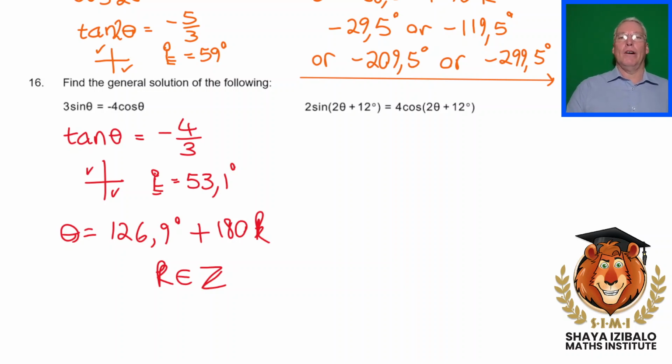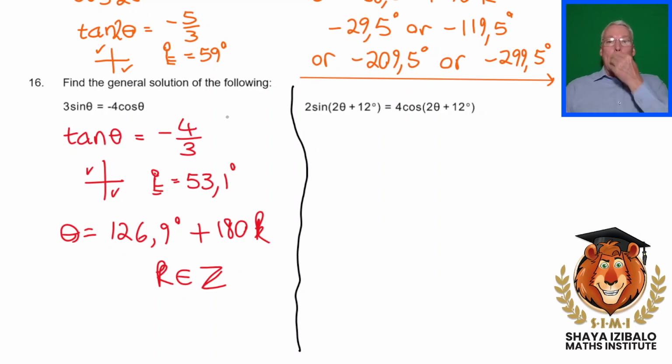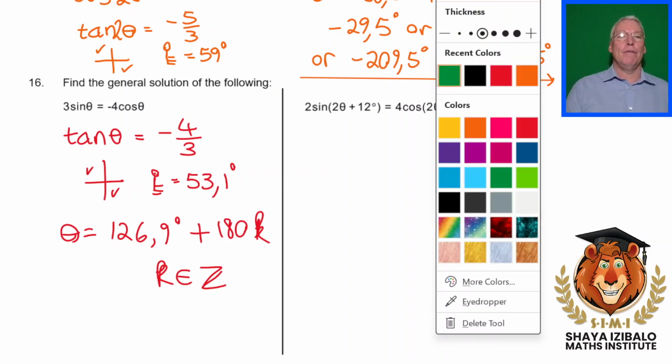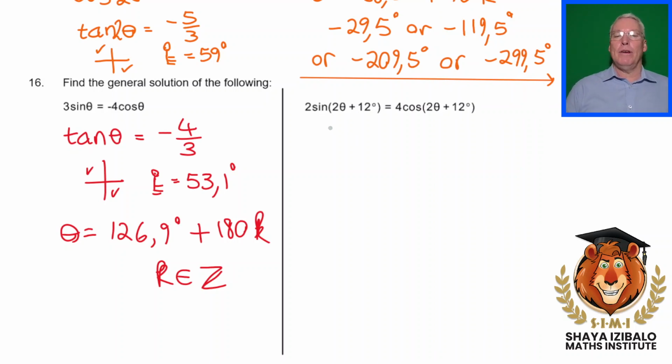Right, let's do this last one. Maybe you guys can try this one. Pause the video, try it, and then we'll let it play and see how you went. So we're going to divide both sides by cos of 2 theta plus 12. The important thing here is that both of these angles are the same. So when you divide sine of something by cos of the same thing, you're going to get tan of that thing. So you're going to get tan of 2 theta plus 12 equals, and we divide both sides by 2, equals 2.